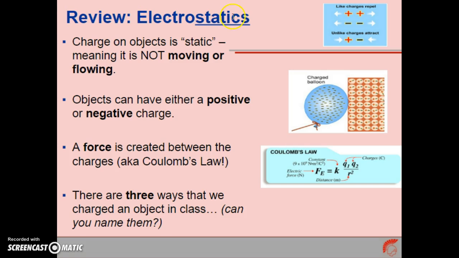Before we get there, let's review electrostatics. Electrostatics involves charges on an object as static, meaning it is not moving or flowing. So with electrostatics, we can apply Coulomb's law: two charges can exert forces at some distance, but these are unmoving charges. So we can say an object can have either a positive or a negative charge. We know that like charges repel and opposites attract, that a force is created between the charges. And this is what we call Coulomb's law.